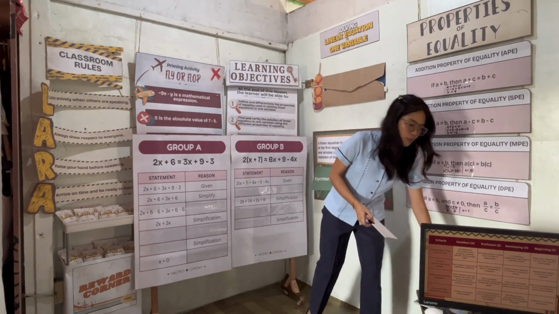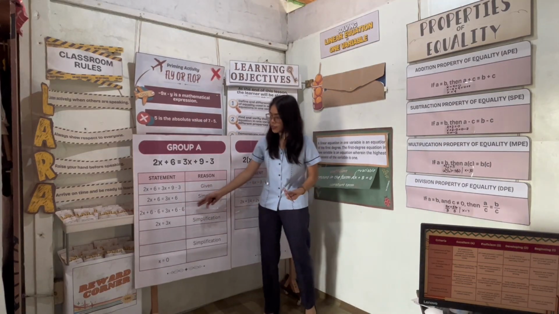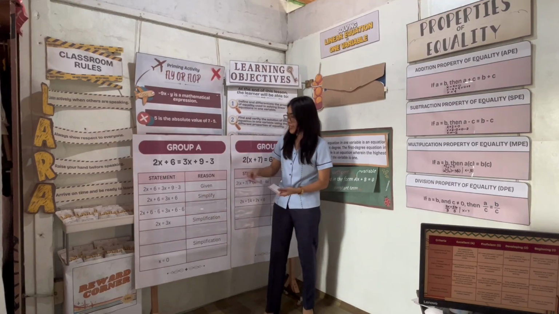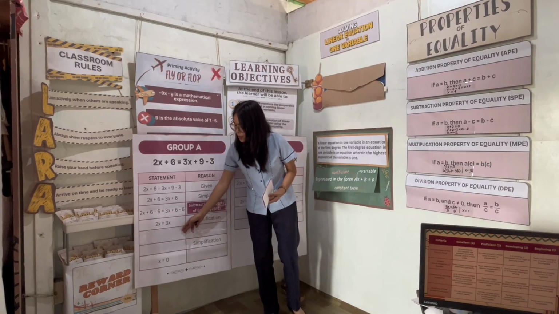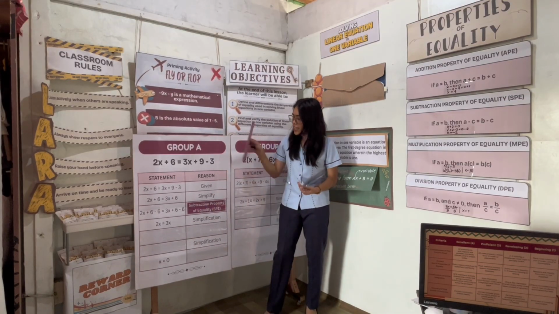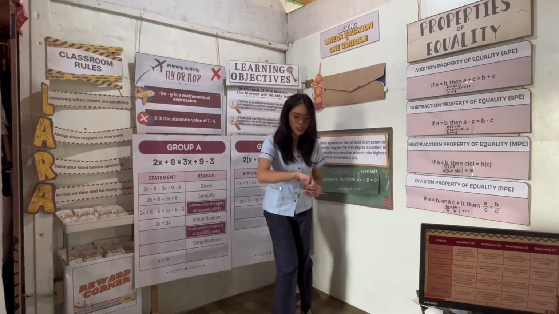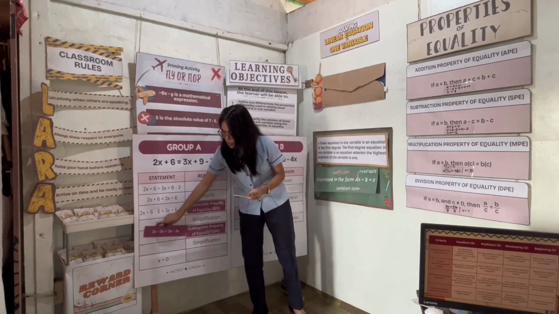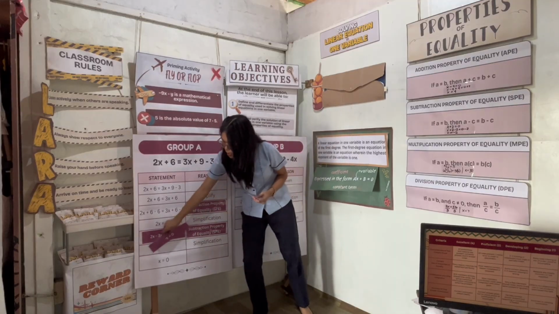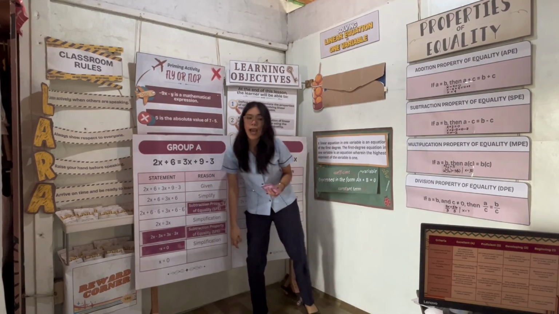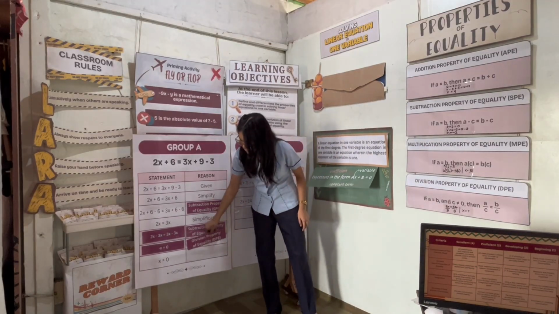Let us proceed with the presentation of group A. Now, the third reason, or the reason for this is what? What property? SPE. Very good. And the fourth, after the simplification, the fifth step is to do SPE again, wherein you will subtract 3x on both sides of the equation. And when you simplify it, it will give you negative x is equal to 0. But we shouldn't have a negative value of the variable. So we should do MPE.